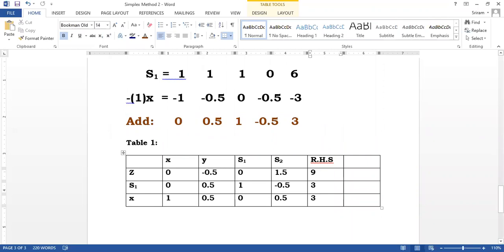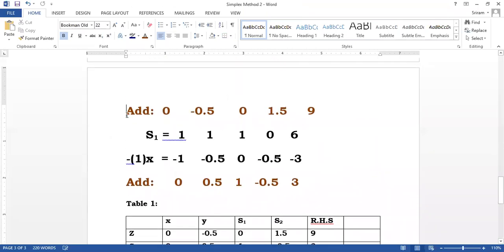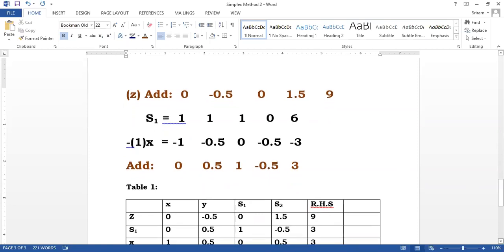See, I am taking the values that we have calculated. This is the value of z, correct? So I am going to take the corresponding value of z. So the value of z is 0, minus 0.5, 0, 1.59.